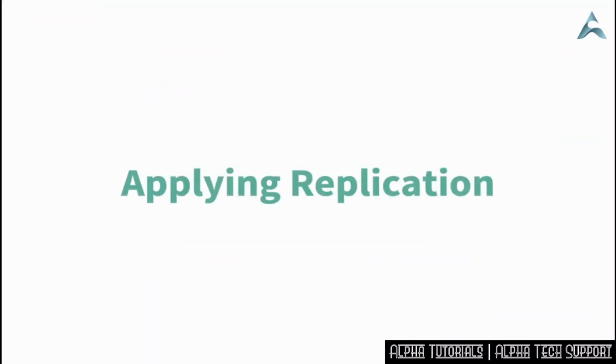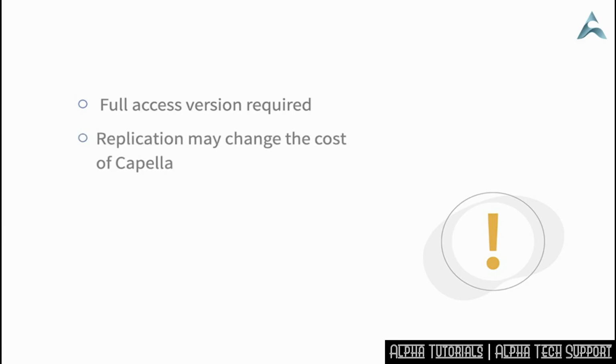Database security and availability are at the top of any manager's priority list. That's why database replication, another feature of Capella, is so helpful. Please note that when using this feature, you'll be required to purchase the full access version of Capella beyond the free trial. Also, adding replication may change your credit costs, so you probably want to check in with your organization owner before you save these changes.